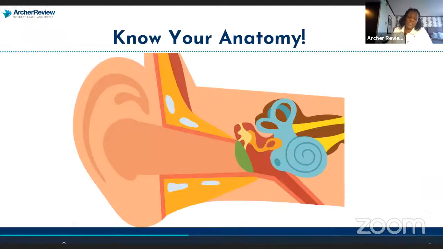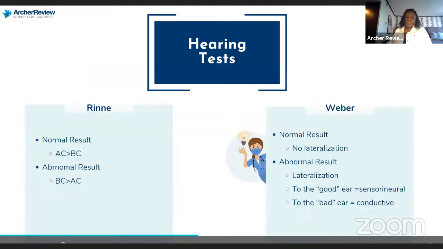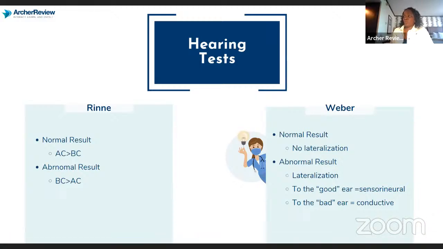So here's a little anatomical structure of the ears. It's always important to know your anatomy. Okay, so let's start with the Rinne test. What sort of hearing loss does the Rinne test for? That would be conductive. So in a normal Rinne test, AC is greater than BC.